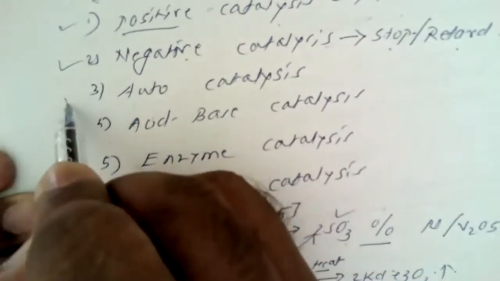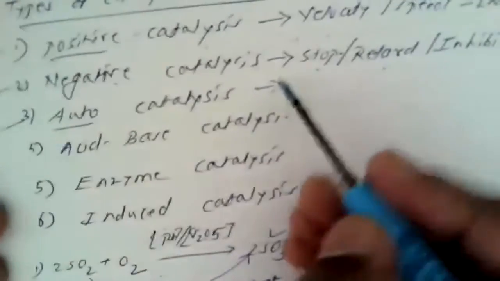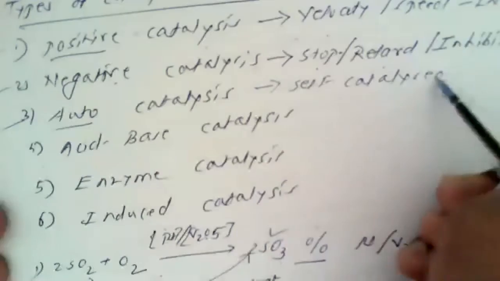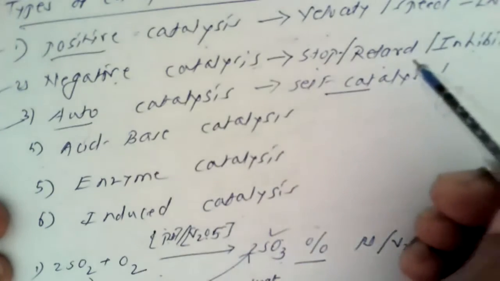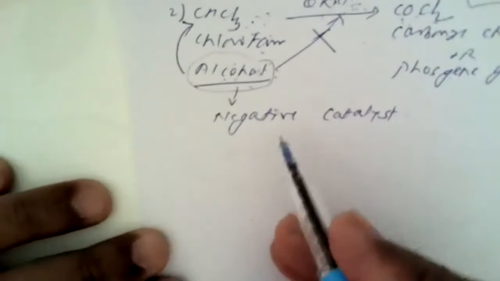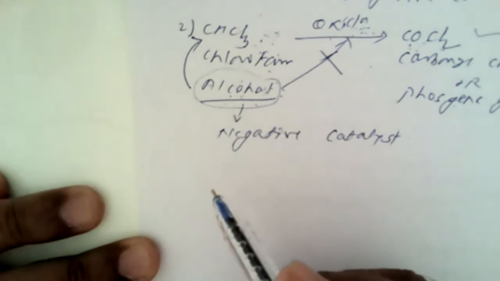We have finished the first two types, that is positive catalysis and negative catalysis. We are going to proceed with the third type, known as autocatalysis, where the word itself suggests that these reactions are self-catalyzed. So auto means self. Now there are certain reactions in which one of the products of the reaction has a catalytic effect on the reaction itself.